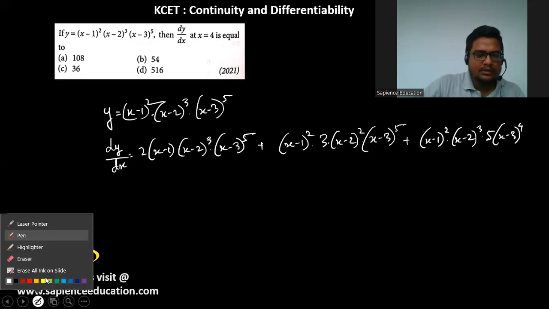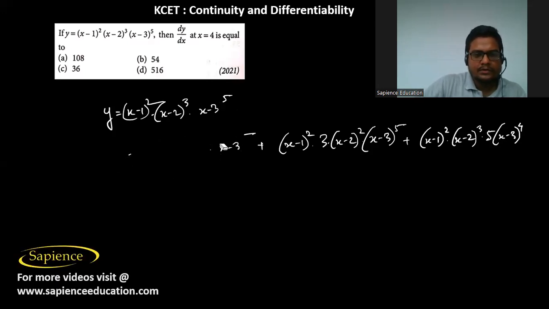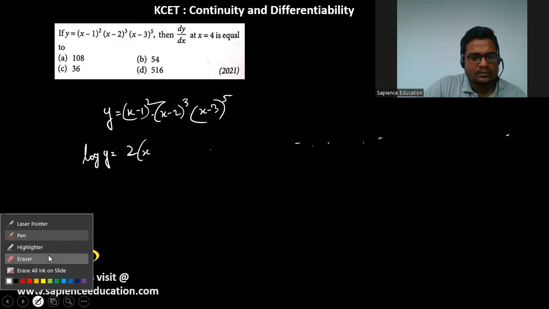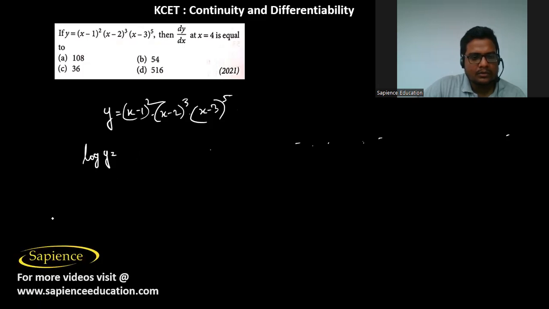Or we can do one thing here. This is y equal to x minus 1 whole square, x minus 2 whole cube, x minus 3 whole power 5. So we can use the process of logarithmic differentiation. We can take log on both sides. So log y will be equal to 2 log x minus 1 plus 3 log x minus 2 plus 5 log x minus 3.